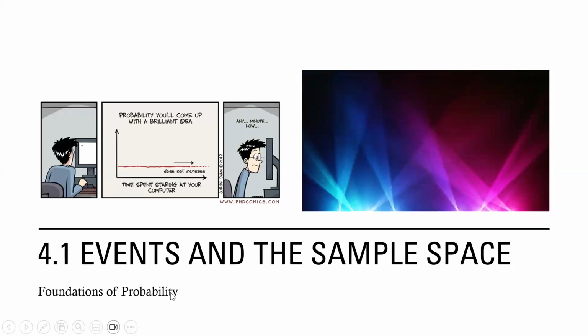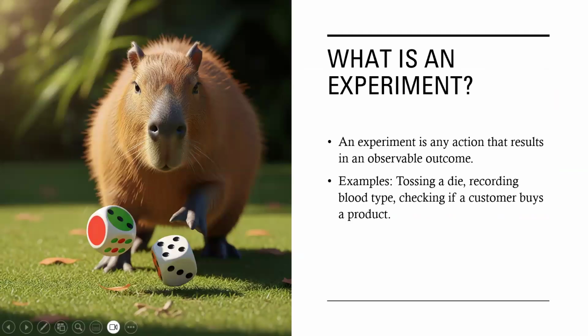Let's break this down step by step. In statistics, an experiment isn't necessarily a lab experiment. It simply means any process or action that leads to an observable outcome. This could be tossing a die, choosing a student at random and recording their major, or tracking whether a customer clicks on an ad. Every time we carry out an experiment, we are interested in what outcome we get, and that's what makes up the basis of probability.